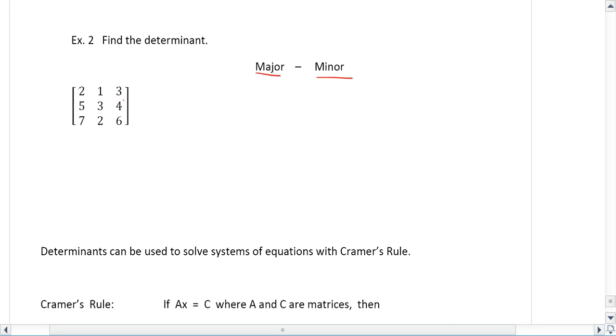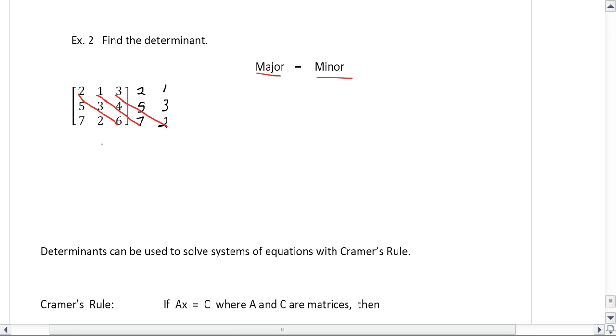So I saw a method one time that I really like. To line up these diagonals, it's a good idea to take this column and just rewrite it right next to the matrix. And then likewise with this middle column, put it right next to the matrix. And now I'm going to underline the three major diagonals. Here's one right here, the 2, 3, 6, the 1, 4, 7, and the 3, 5, 2.